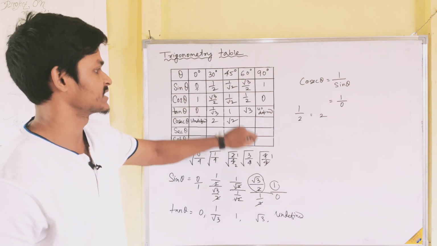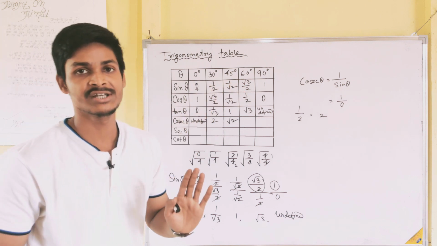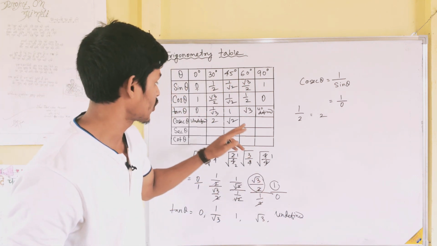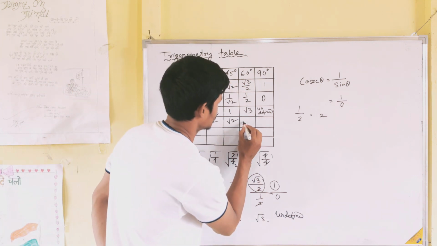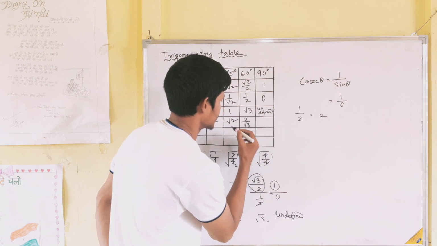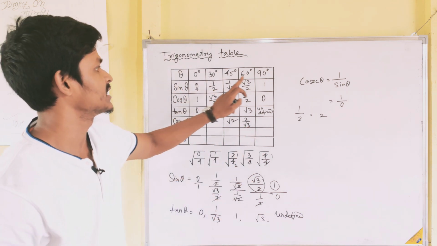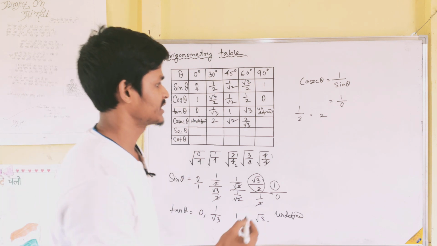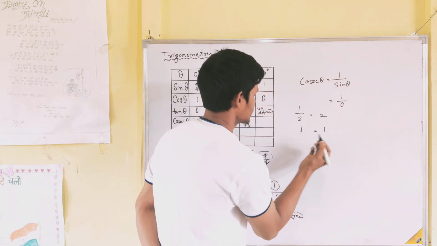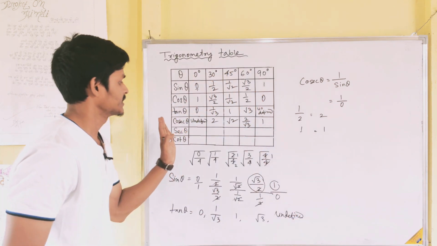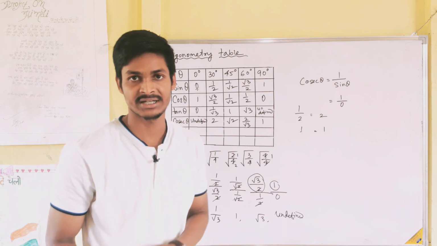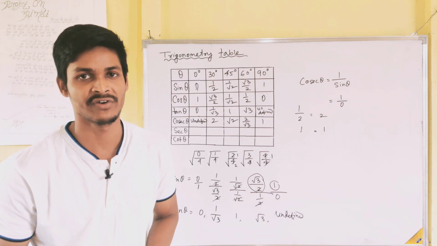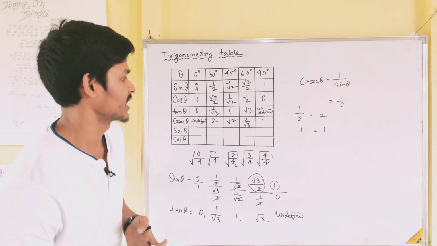Next, cosec 60 degrees. Now sine 60 degrees is root 3 by 2, that means cosec 60 degrees is 2 by root 3. Now sine 90 degrees is 1, so cosec 90 degrees will be 1, that is 1 by 1 is also 1. So these are the ratios of cosec 0 degree, 30 degree, 45 degree, 60 degree and 90 degree.